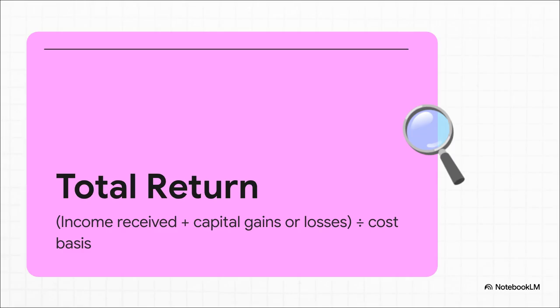Here is your master formula. Total return equals the income you received plus your capital gains, or minus your capital losses if things went south, all divided by your cost basis. Notice a big difference here. Unlike the current yield formula, which divides by the current market value, total return calculates your overall percentage of success based on the original money you actually put in, your cost basis. This is what gives you the full, true picture of how well your original investment actually performed.